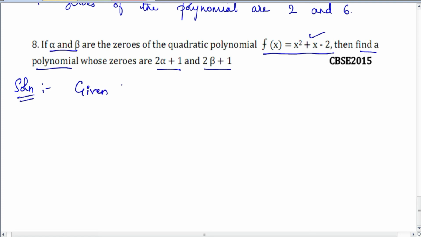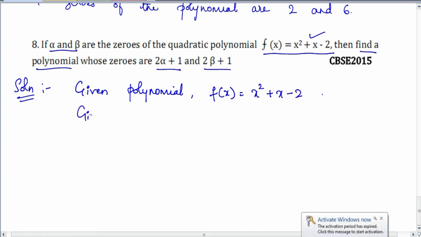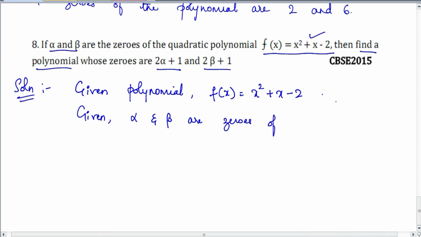Given polynomial is f of x equals x square plus x minus 2. And it is also given that alpha and beta are zeros of this, so we will mark it as equation 1. Alpha and beta are zeros of 1. So now let us first find the zeros of this. To get this, we will equate it to 0. And now the product I need to take.